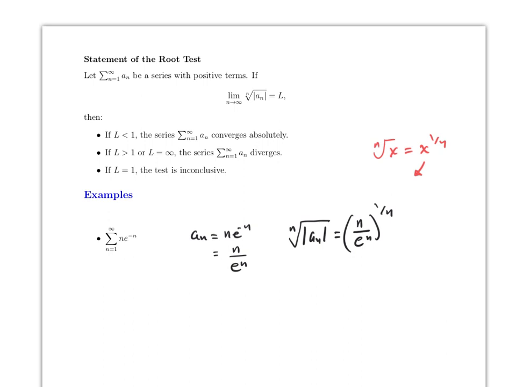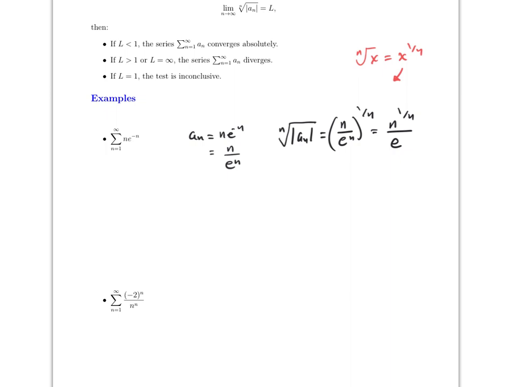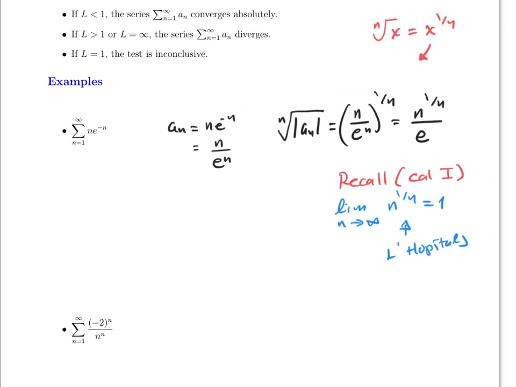So notice that you can simplify this as n to the 1 over n divided by just e. And then you recall from calculus 1, and you may want to recheck this using L'Hopital's rule, that the limit as n goes to infinity of n to the 1 over n is equal to 1. So for this, you usually need L'Hopital's rule to check that's the case, but for our purposes, we can just use the result.